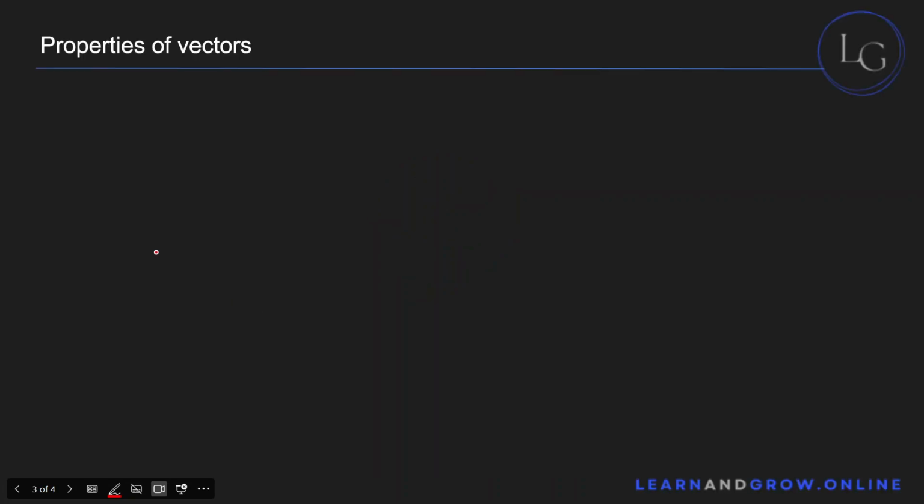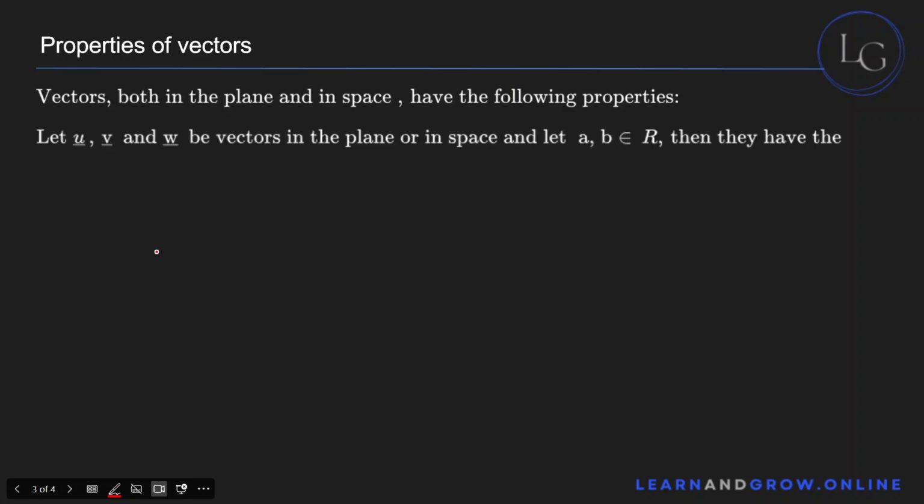Now let's discuss some properties of vectors. Vectors, both in the plane and in space, so 2D and 3D vectors, have the following properties. Let's say u, v and w are three vectors in the plane or space, and let a and b be any real numbers. So basically a and b are constants, they're just scalars. Then they have the following properties.